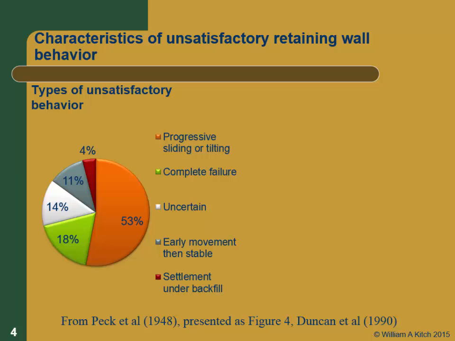You can see them here. The vast majority of them were walls. There are very few walls that just had a complete and utter failure, although 18% of them did. Very few walls had just failed immediately, but most of the ones that you'd classify as not performing well had what he classified as progressive sliding or tilting. In other words, it took quite a while. There was a lot of creep involved. 14% of them, he said he didn't know what they were. And there was around 10% that initially there was some significant movement, but then they stabilized. And then some that settled a lot under the backfill.